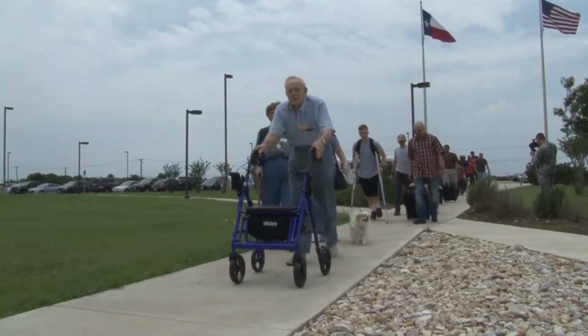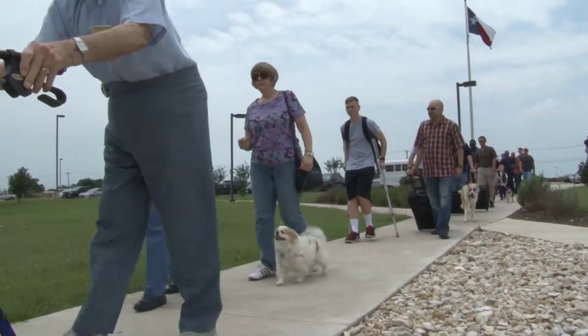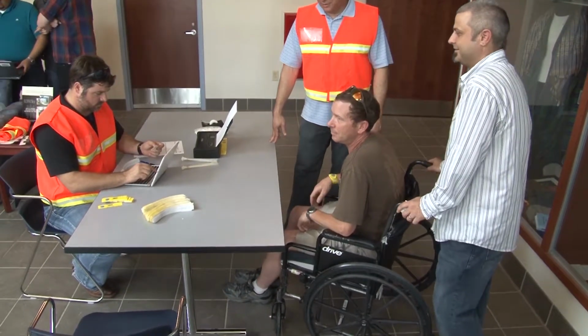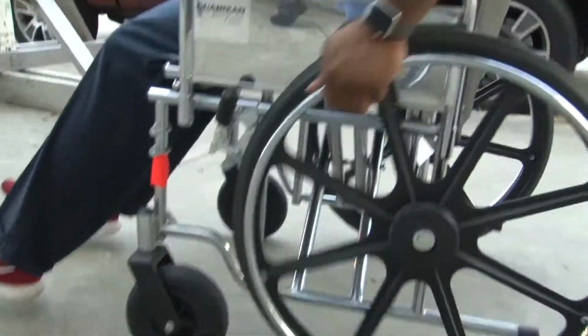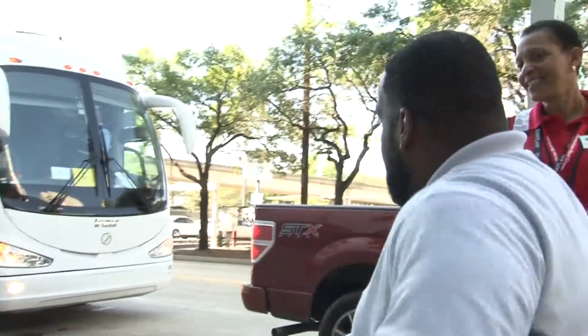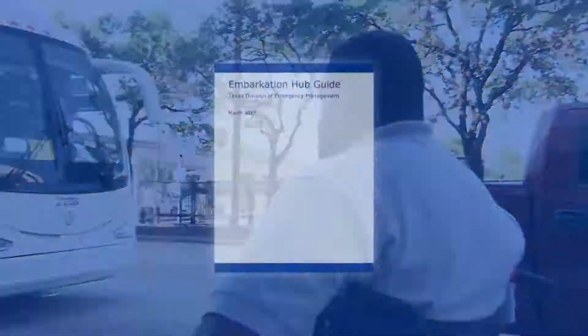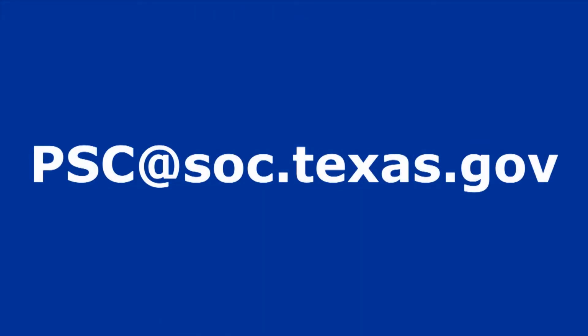Medical evacuees may require skilled medical care and are people that may or may not have disabilities or functional or accessibility needs. Identification of medical evacuees is critical at an embarkation hub to ensure medical evacuees are transported by the appropriate means. For more information on planning for an embarkation hub, please refer to the Embarkation Hub Guide document, which can be obtained by sending an email to psc@soc.texas.gov.